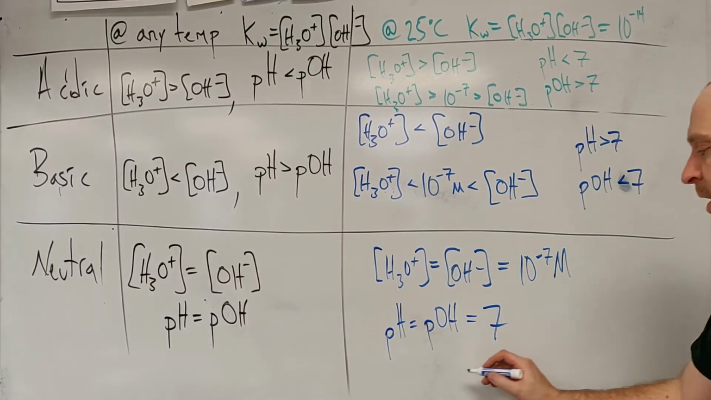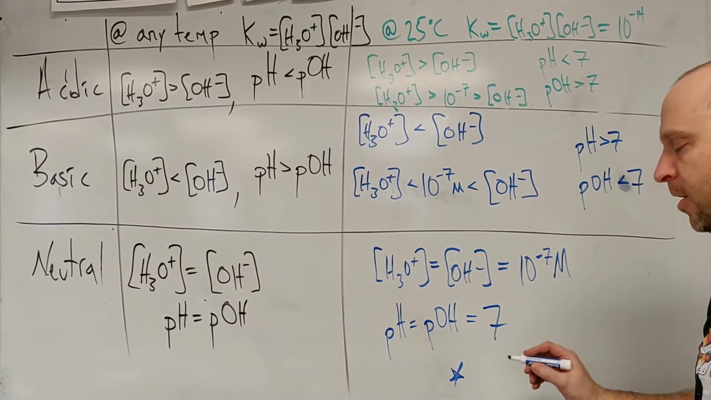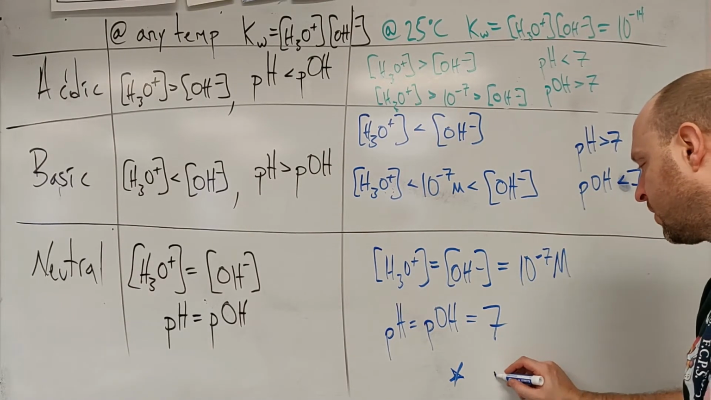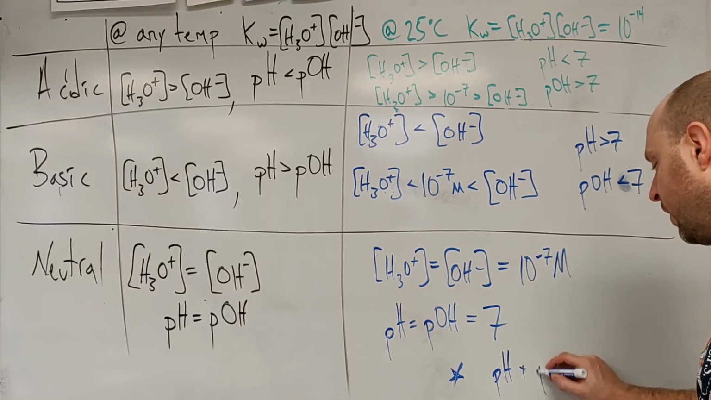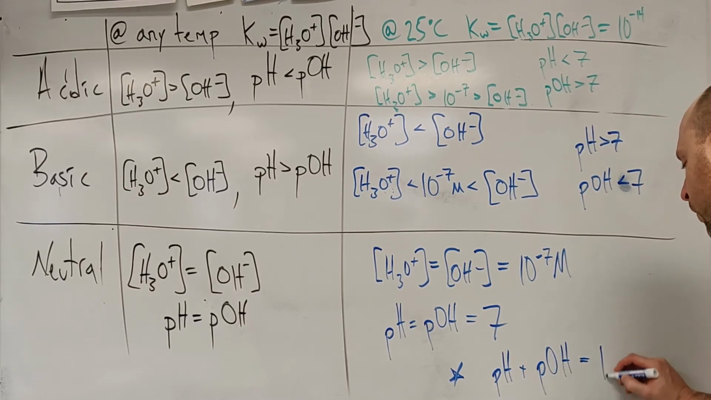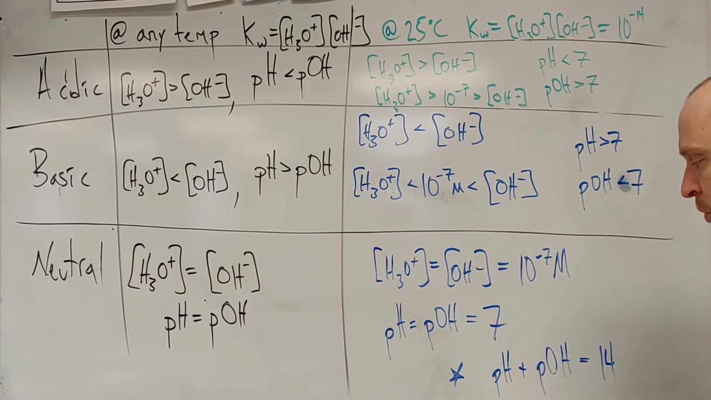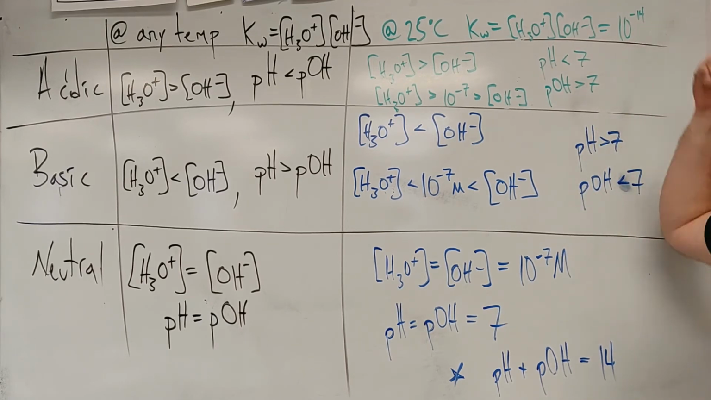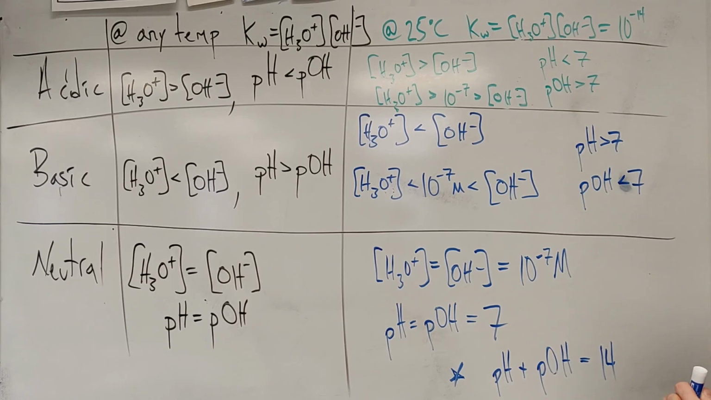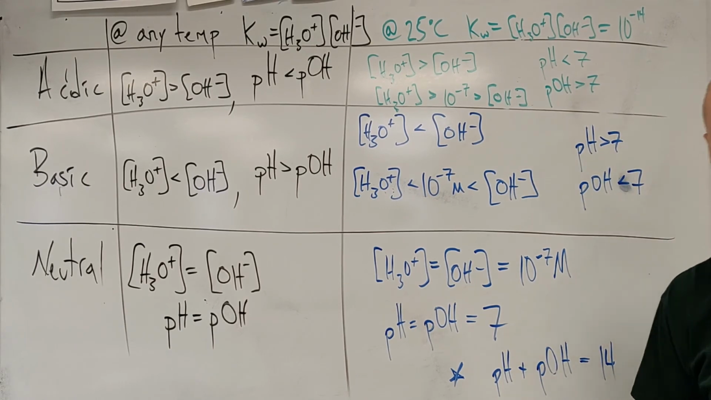All right? And another little note that we can sneak in here is that at 25 degrees Celsius, pH plus pOH has to equal 14. So that gives you some shortcuts. Like if you had a pH of 2, your pOH would be 12, and it adds up to 14. And again, that's because the autoionization constant, the equilibrium constant for water, is 10 to the minus 14th at 25 degrees Celsius.